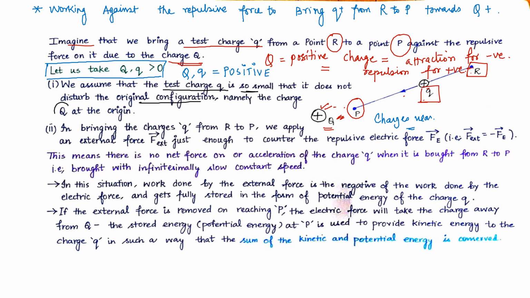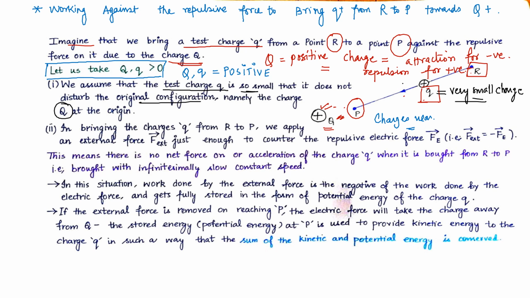namely the charge capital Q at the origin. Now we are making this small q an extremely small charge. See, we have a very big ball and a very small ball. With the help of this small ball, we are hitting the big ball. What will happen? There will not be any changes in the big ball. The big ball will not start moving ahead, or there will not be any other drastic changes. So that's why we are taking this as a very small charge.